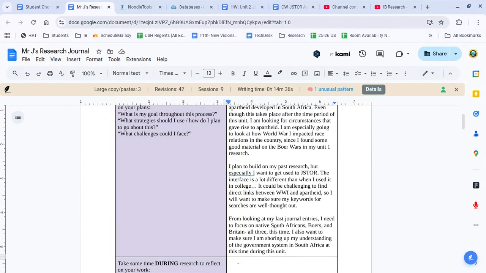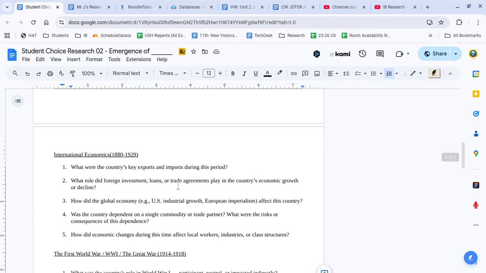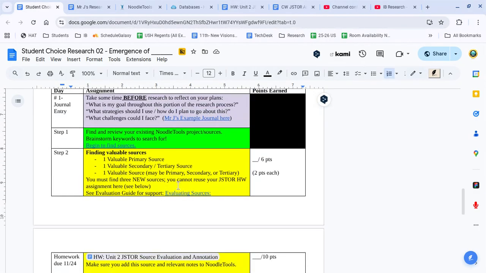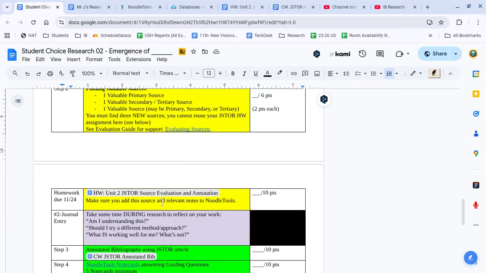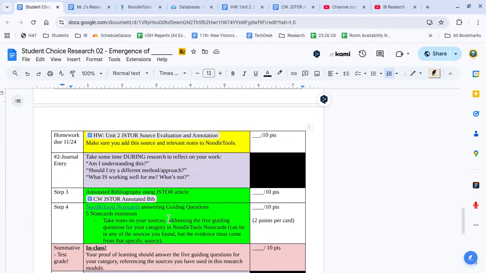And I know that using JSTOR is going to be critical because, again, we're going to have at least one article come from JSTOR, an article that you evaluate and annotate and make an annotated bibliography on. So knowing how to find a good source on JSTOR is a major goal for me here.